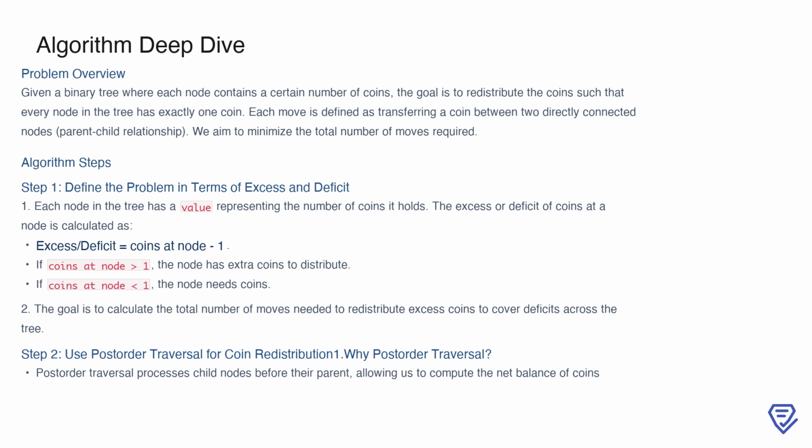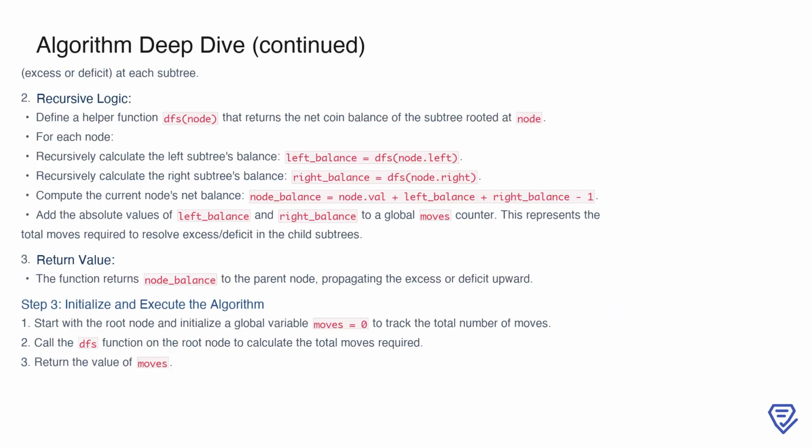Since each move involves transferring a coin between a parent and child node, our goal is to minimize the total number of these moves. To achieve this efficiently, we can use post-order traversal, which processes child nodes before their parent. This helps us compute the net coin balance for each subtree and resolve imbalances locally before propagating them upward in the tree. Post-order traversal is key to implementing this algorithm because it allows us to handle child nodes first and then process the parent node.